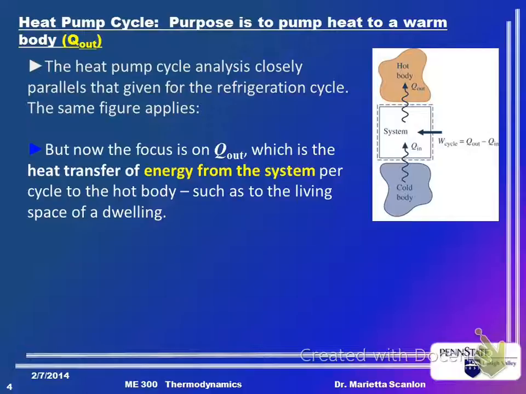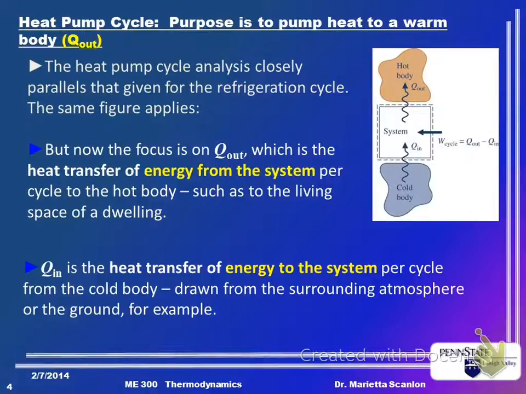So the living space of a dwelling. Q in is the heat transfer of energy to the system from the atmosphere, the cold atmosphere. So what's the difference between the refrigeration cycle and the heat pump cycle? The cycle is exactly the same. It's just a matter of what you're capturing. It's a different use of the cycle.